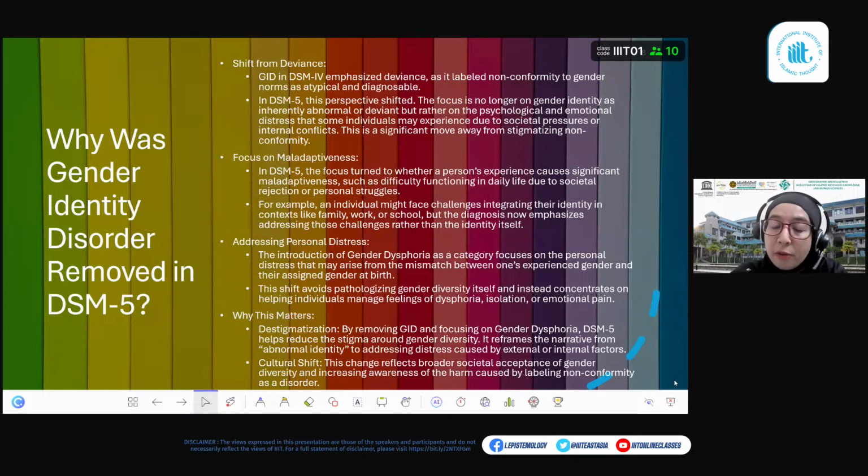The emphasis moved away from deviance to addressing maladaptiveness, how these experiences impact the functioning of the individual, and also personal distress, like emotional pain or social isolation that people with gender dysphoria have. What this example highlights is how cultural norms and societal perspectives evolve. It influences the way psychology defines and classifies abnormality. It reminds us that these definitions are not fixed truths, but are deeply shaped by the culture and historical moment we are in. So this is the take of modern psychologists, especially those involved in the mental health area.